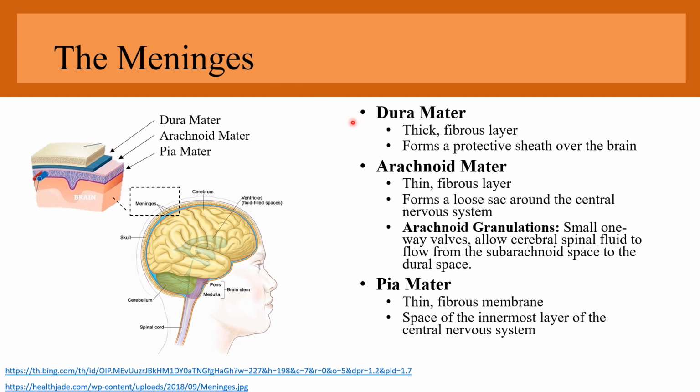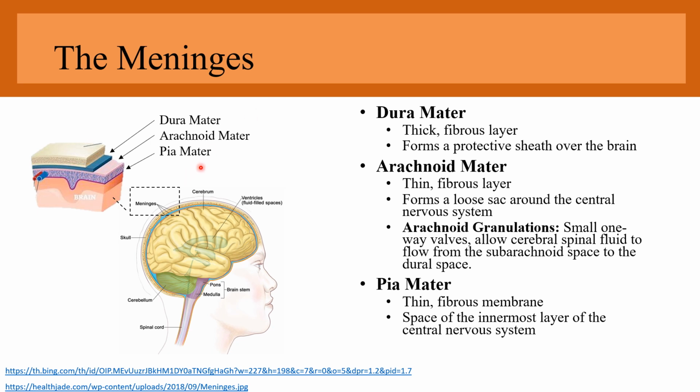So let's start with the dura mater. The dura mater is this blue layer right here. It is a thick fibrous layer and it forms a protective sheath over the brain. Underneath the dura mater is the arachnoid mater. So that's this pink layer right here, and that is a thin fibrous layer and it forms a loose sac around the central nervous system.